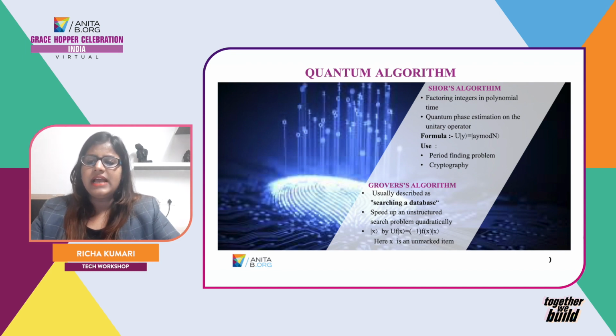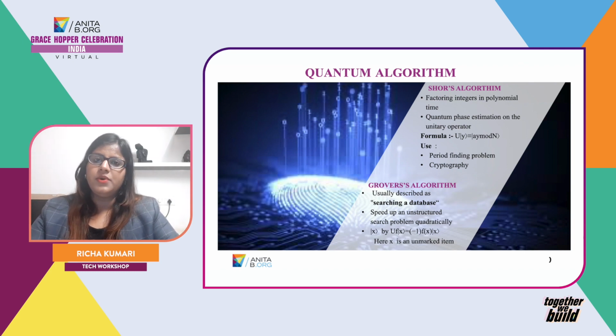So what is Shor's algorithm doing? As we know, in classical computing, we have RSA encryption that is used for credit card transactions to secure the servers. But what Shor's algorithm does is that it is able to crack the RSA encryption. So how is it doing that?